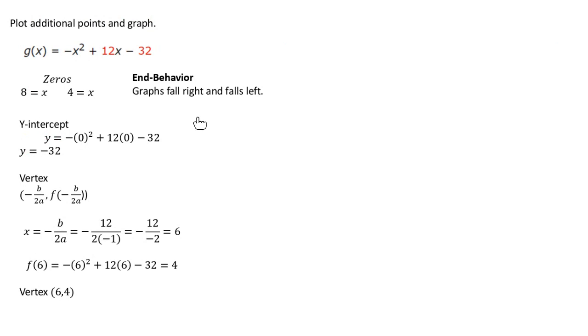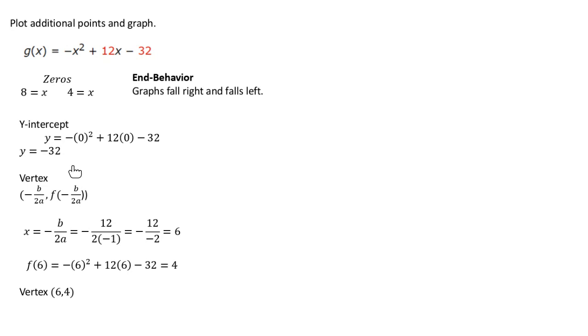Now let's go ahead and find the y-intercept, the easy one. To find the y-intercept, we set x equal to 0. Everywhere we see x, we're going to plug in 0. So we did that here. y equals 0 squared is 0 times a negative is just 0. 12 times 0, that's 0. 0 plus 0, that's 0. And 0 minus 32 is going to give me negative 32.